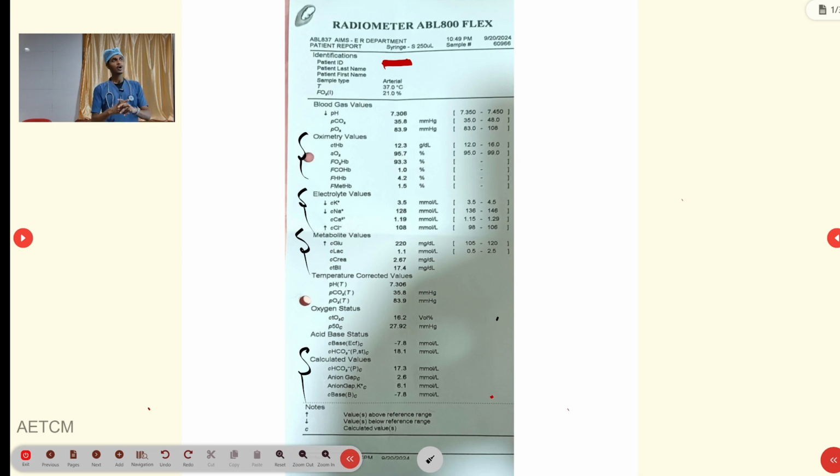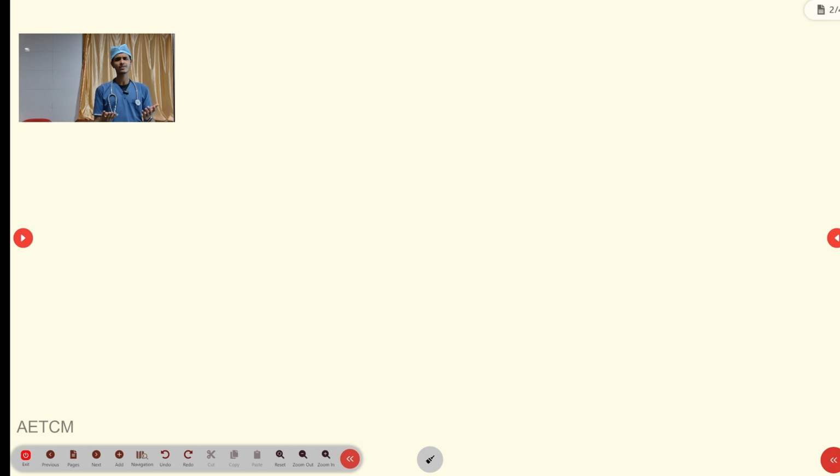So this is what is meant by ABG, and why we are doing the ABG, the indication for the ABG. Moving on to the next part, a more common doubt we have in our mind is how we have to differentiate VBG from ABG. This is one of the most common doubts: how will you differentiate?